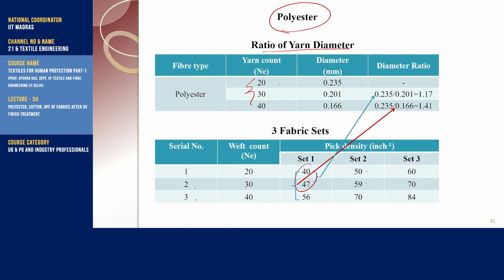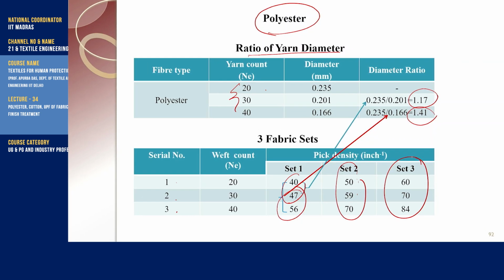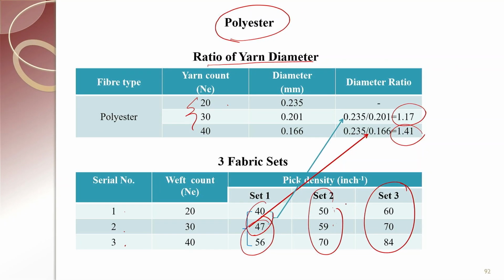So, 40 to 47 is with this ratio and 47 to 56 is with the ratio of 1.41. So, similar ratios were kept for set 2 and set 3. So, for all these 3 fabrics, serial 1, serial 2, serial 3, for the same set the cover factor will remain the same. This was for polyester. A similar experimental plan was made for cotton.